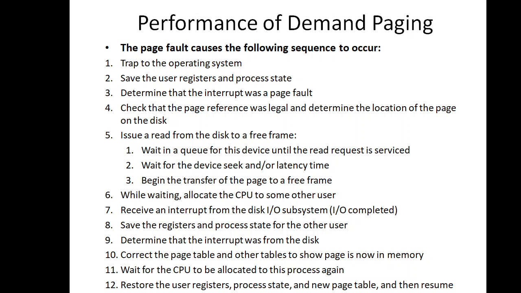Next, step number 8: save the registers and process state for the other user. During the waiting time we have allocated the CPU to some other user, so we should save the state of the registers and process state for the other user. Next step is to determine that the interrupt was from the disk. After the completion of IO, the disk will trigger some kind of acknowledgement. At that time we should determine that the interrupt is coming from the disk.